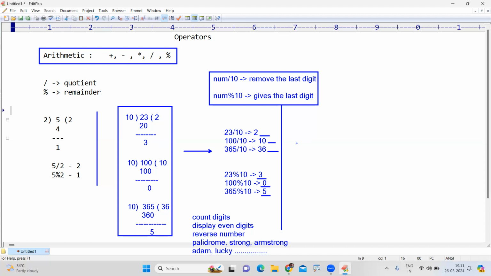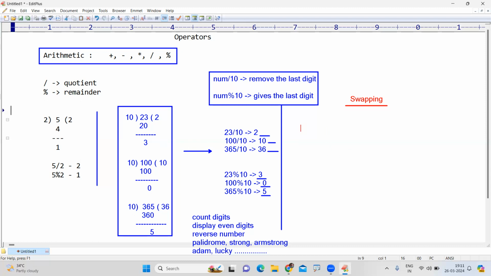And next in arithmetic operations, one more example is swapping. You know that swapping, because everywhere we use the swapping concept. Even mainly in the sorting concept, we use swapping.